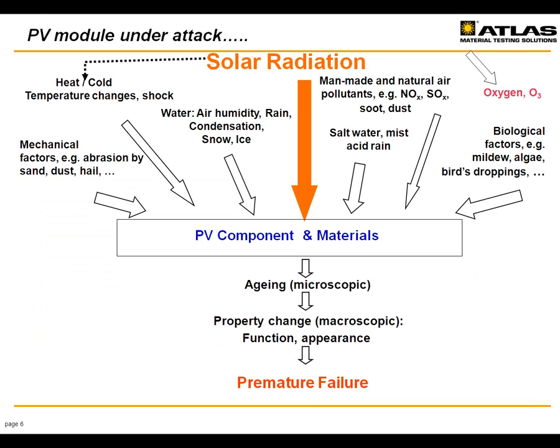When you combine these things with the other less thought about onslaughts like pollutants, salt water, mist and acid rain, the mechanical factors of abrasion from sand and dust and hail, these all come together in what you could consider an attack on the PV module, and usually you see the initiation of degradation at the microscopic level, which causes further property changes and in some cases leads to premature failure of the PV module. This is all on a product that is expected to last for 25, 30 years. Very, very difficult challenge indeed.